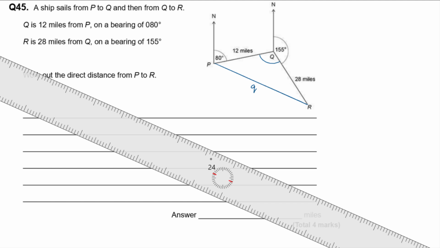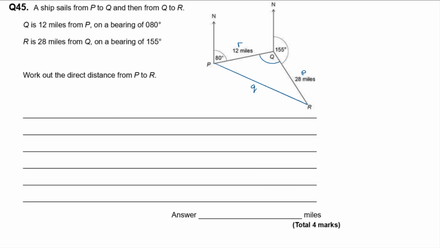I'm going to call this one up here R, and then this one P, because they're opposite the vertices P and R, and that's how we label these things up. Now, what is that angle there at Q? I really need that one if I'm going to use the cosine rule.